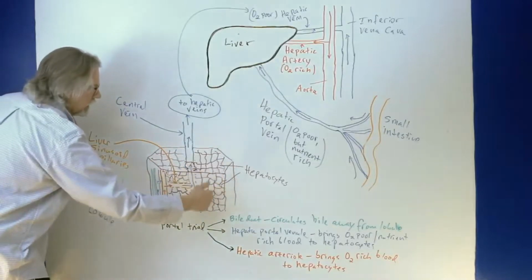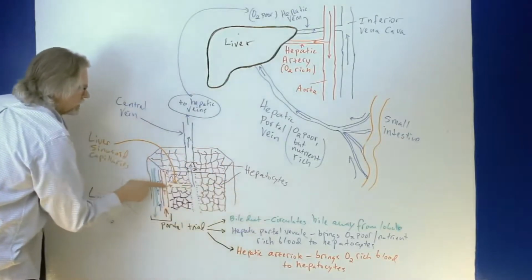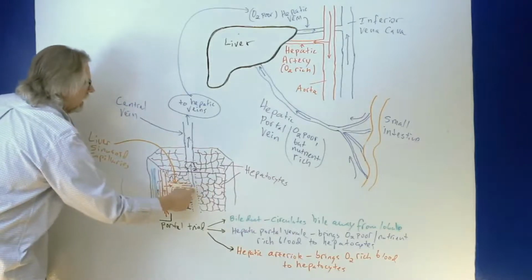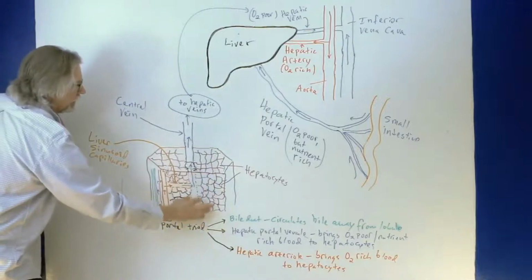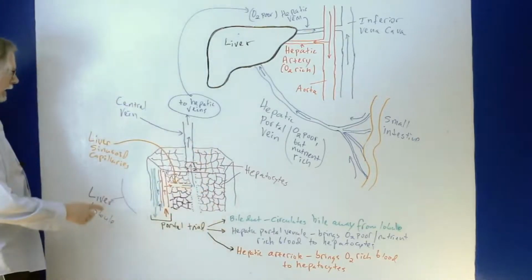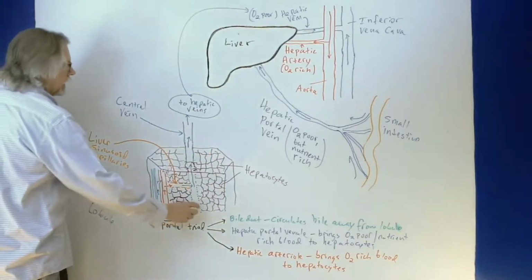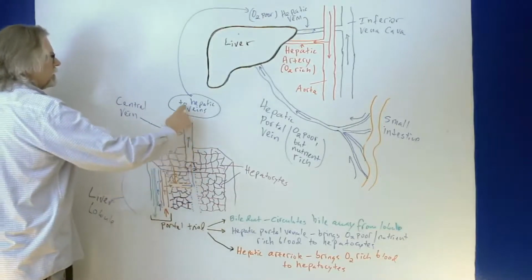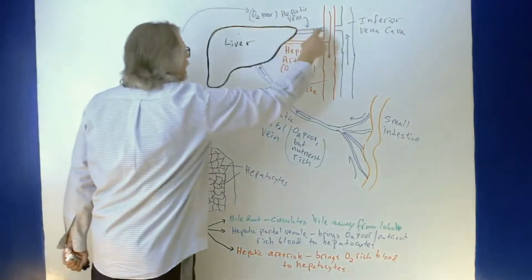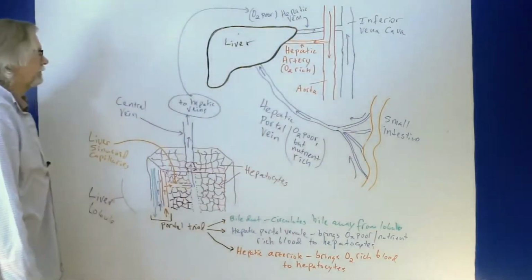these hepatocytes. And then eventually this blood is going to collect in a central vein that's running through the center of every liver lobule, and that's going to drain the liver lobule, and this blood is going to go to the hepatic veins and then circulate away in the inferior vena cava.